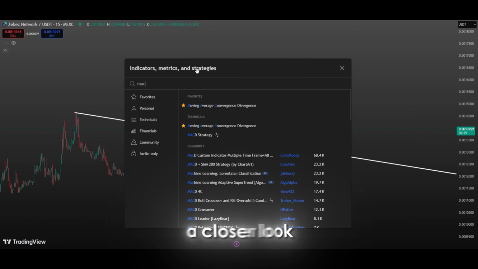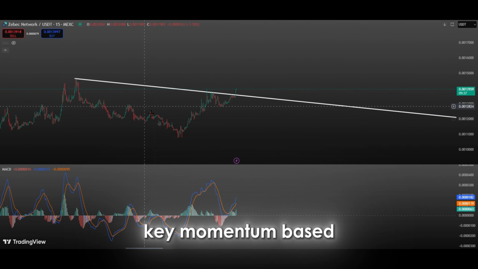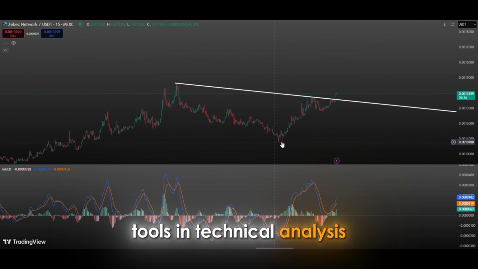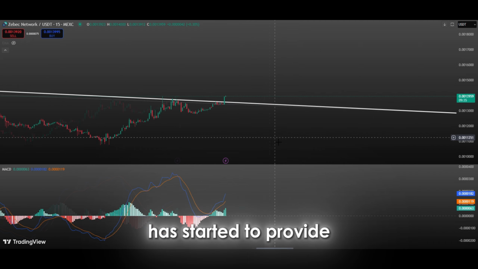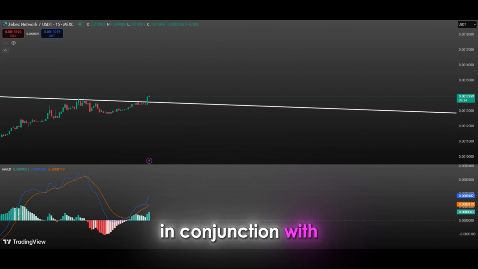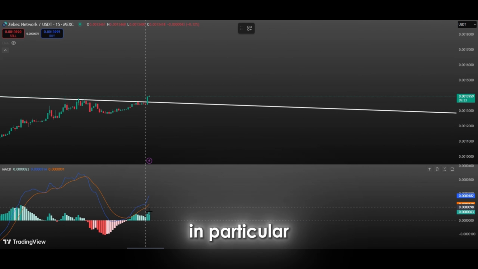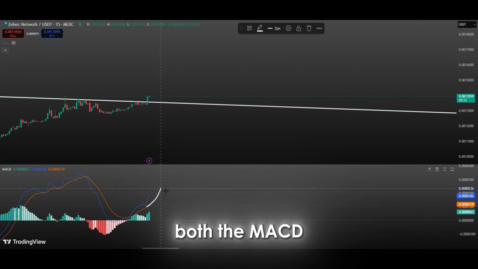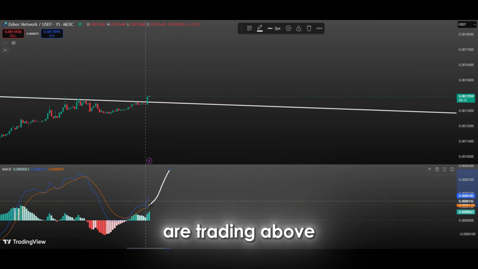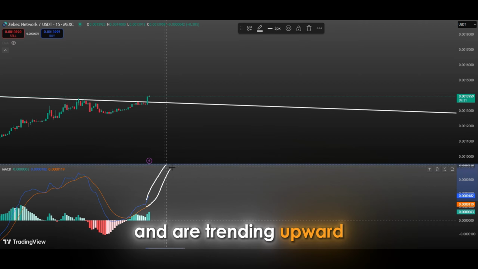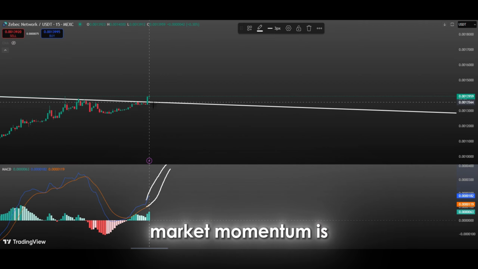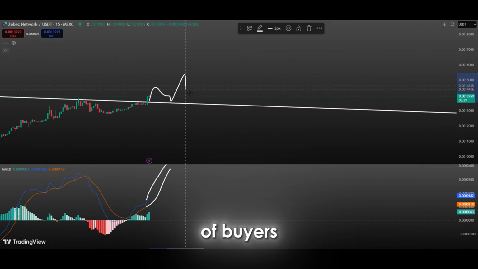When we take a closer look at the MACD indicator, one of the key momentum-based tools in technical analysis, we can clearly observe that it has started to provide positive signals in conjunction with the current price movement. In particular, the fact that both the MACD line and the signal line are trading above the zero level and are trending upward is a highly notable indication that market momentum is shifting in favor of buyers.